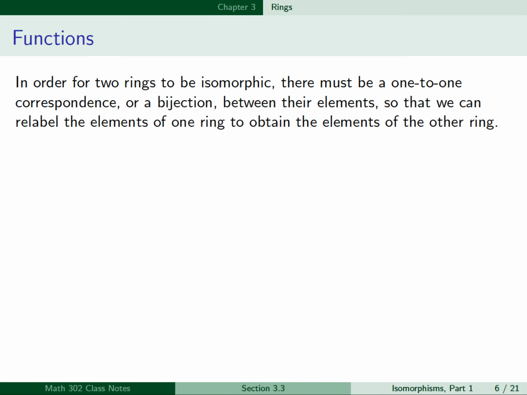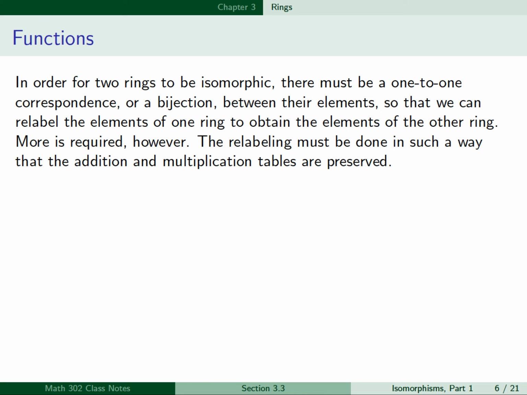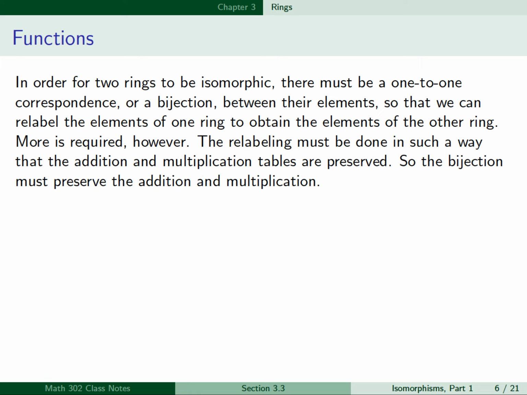So in order for two rings to be isomorphic, there must be a one-to-one correspondence or a bijection between their elements so that we can relabel the elements of one ring to obtain the elements of the other ring. More is required, however. The relabeling must be done in such a way that the addition and multiplication tables are preserved. So the bijection must preserve the addition and multiplication.